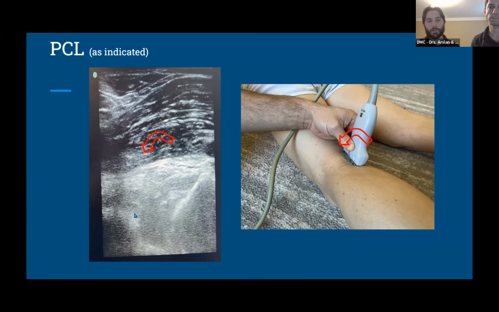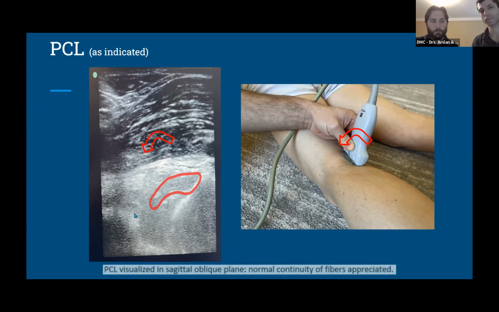And due to the course of the PCL, it can be difficult to visualize all of the fibers in one static ultrasonic image. We can see the fibers coming in here, but it's important to be aware that due to anisotropy, the PCL can appear abnormal even when it is normal. So it's important not to get fooled and think you have a PCL tear when we're simply looking at anisotropy due to the angulation of the PCL. It's nice to look at the thickness, with a thickness of less than 1 centimeter being normal for our PCL.